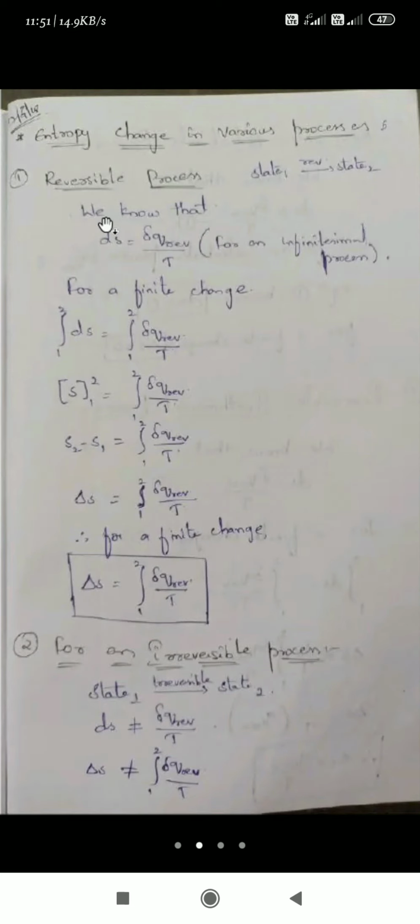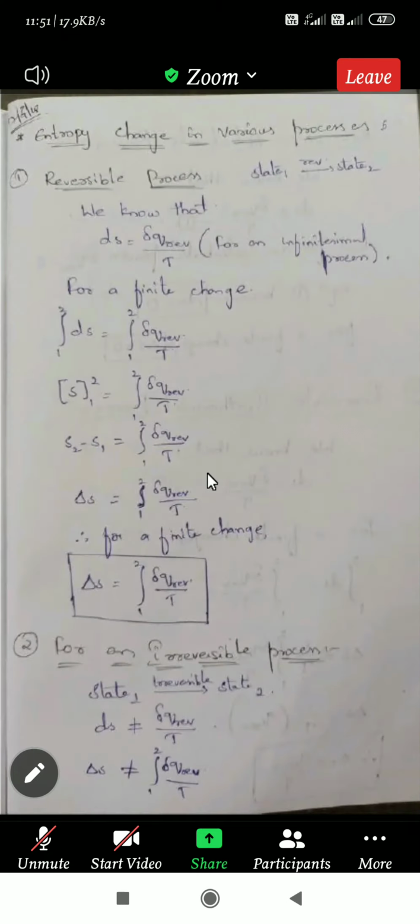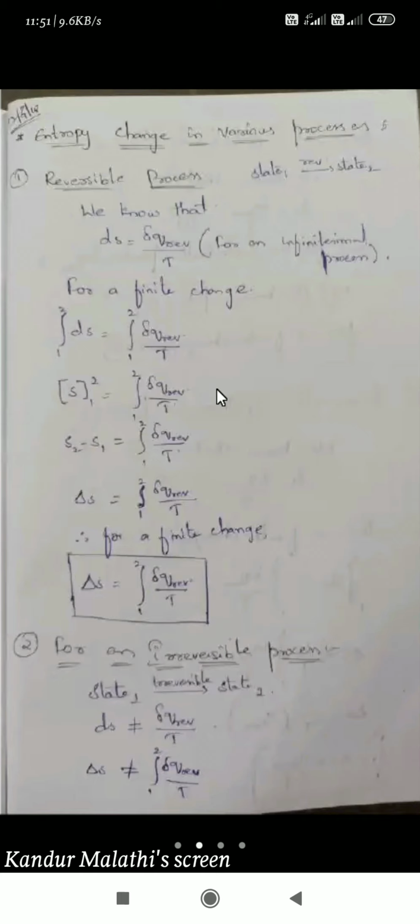Now we want to see how entropy changes when we consider different processes. So, entropy change in various processes, taking the reversible process here. This is the definition that we know already: dS is called del Q reversible by T, and this equation is for an infinitesimal process. Consider moving from state 1 to state 2 along a reversible path. What would be the entropy change involved for this particular reversible process?